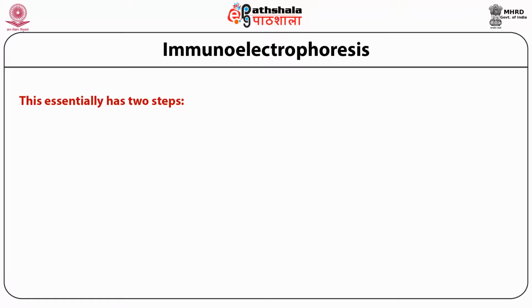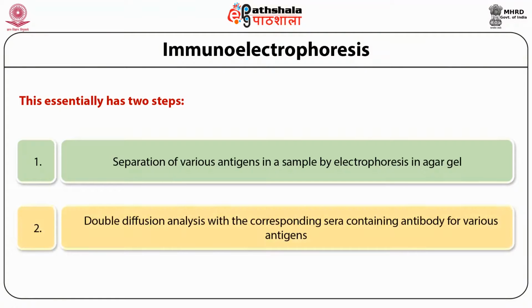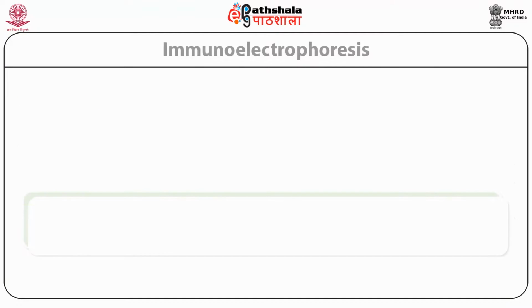Immunoelectrophoresis as a technique essentially has two steps. First, the various antigens in the sample are separated by carrying out electrophoresis in agar gel. In the second step, double diffusion analysis with the corresponding sera containing antibody for the various antigens is carried out. The result typically appears the way it is shown here.